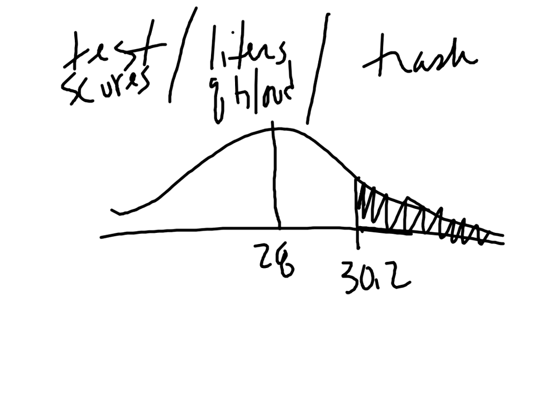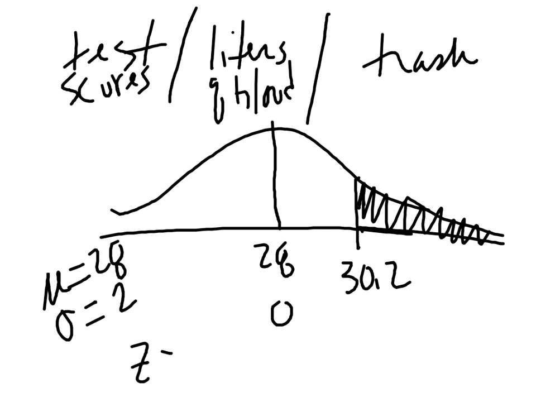And recall that our mean was 28, and our standard deviation was 2 pounds. Okay, well, we've seen this situation before. We've got to get a z-value associated with 30.2, and we do that by going z equals 30.2 minus 28 divided by 2. So that's 2.2 over 2, or a z of 1.1.